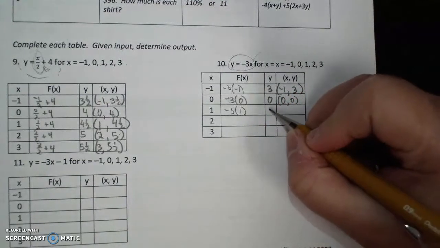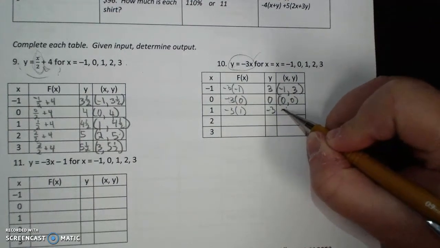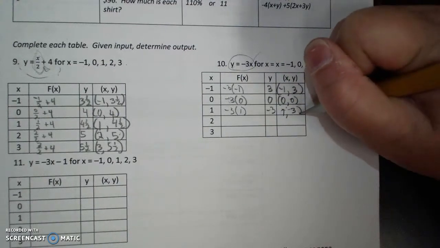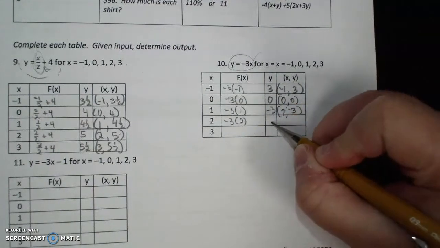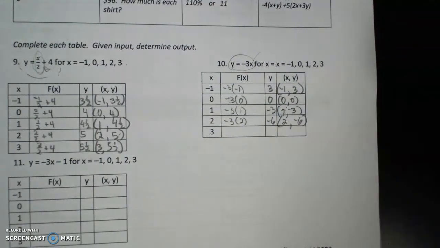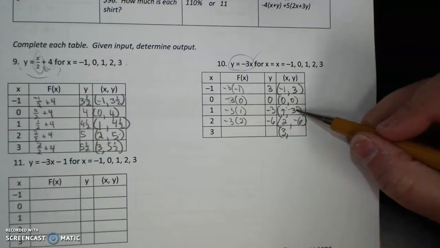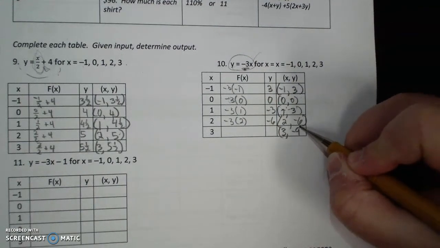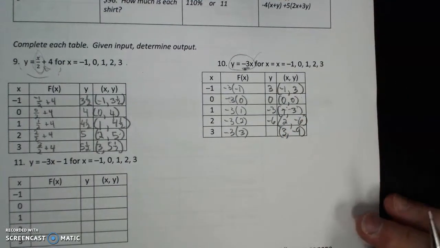-3 times 1 is -3. 1 goes in, -3 goes out. -3 times 2 is -6. 2 goes in, -6 goes out. I can start seeing the pattern that this is going to be a 3, and this is decreasing by 3 each time, and that's our decreaser. And so that'll be -9, but I'm going to verify it by doing -3 times 3, which is -9.